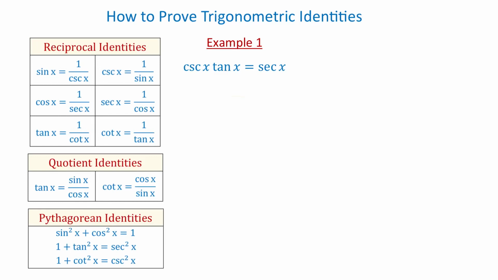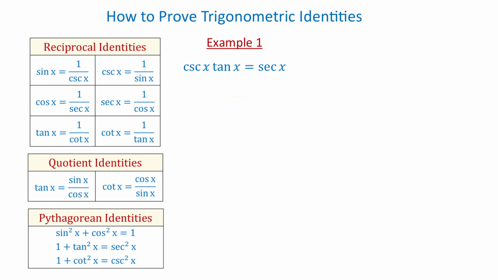Hello, let's talk about proving trigonometric identities. To prove a trigonometric identity, we have to show that we can change the expression on one side or on both sides so that both sides look identical. Let's see what we need to do to prove trigonometric identities.